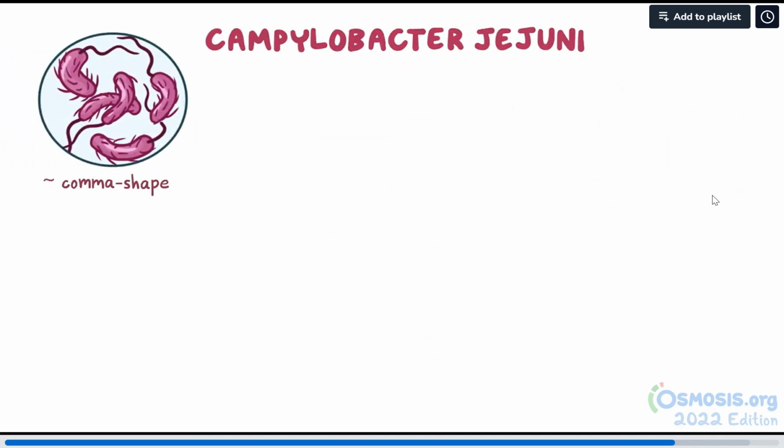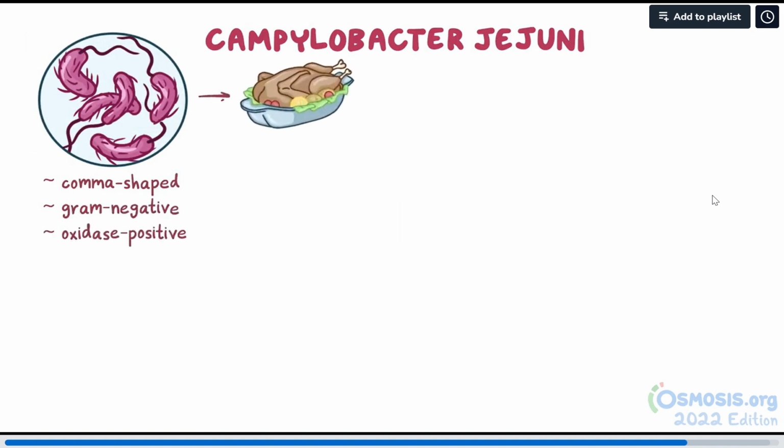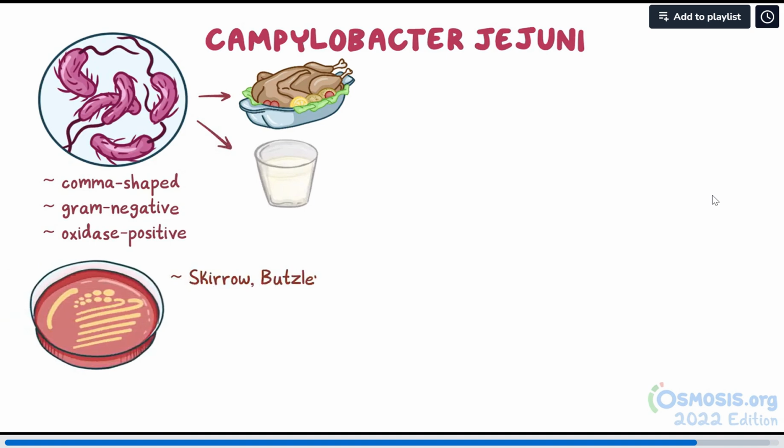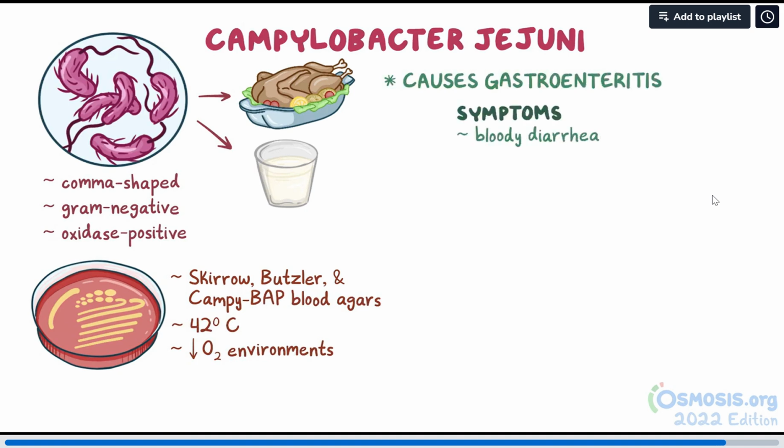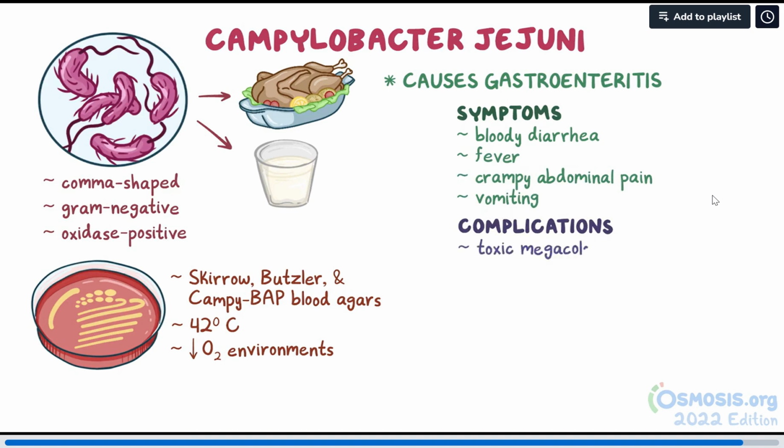Alright, as a quick recap, Campylobacter jejuni is a comma-shaped, gram-negative, oxidase-positive bacteria found mostly in poultry and unpasteurized milk. It grows best on Skirrow, Butzler, and Campylobacter blood agars at 42 degrees Celsius in low oxygen environments. It's responsible for causing gastroenteritis, and symptoms include bloody diarrhea, fever, crampy abdominal pain, and vomiting. Some worthy complications to mention are toxic megacolon, Guillain-Barré syndrome, and reactive arthritis.